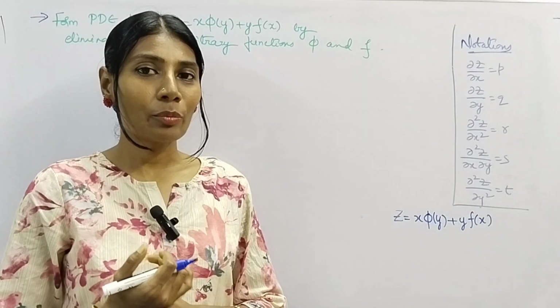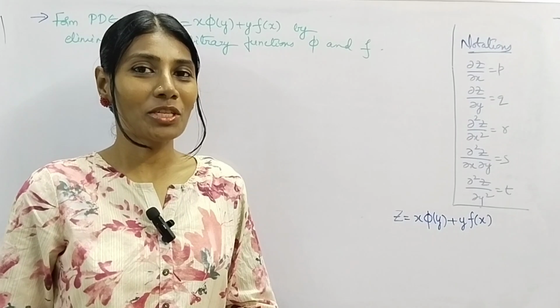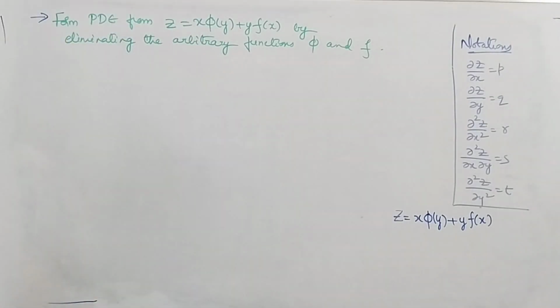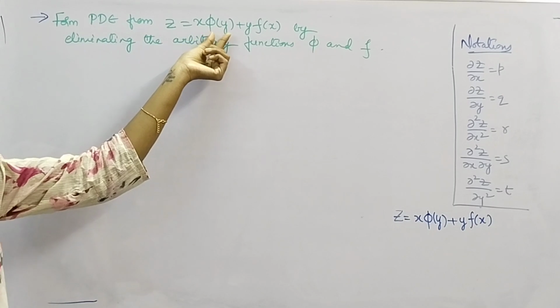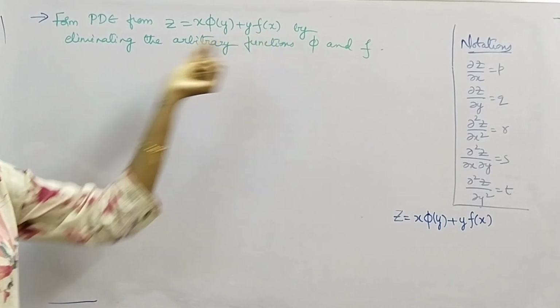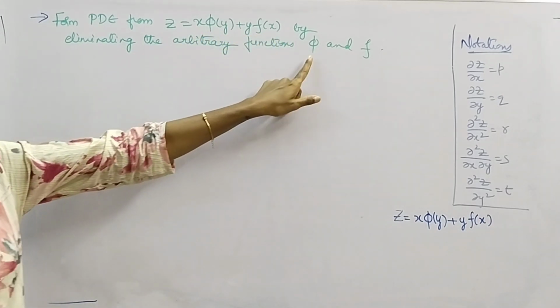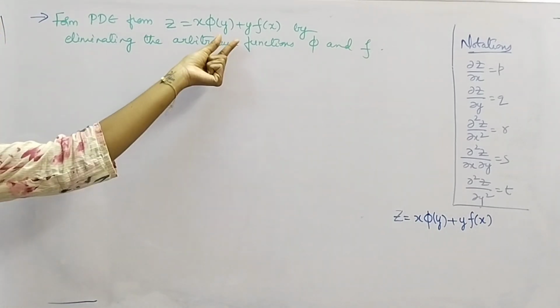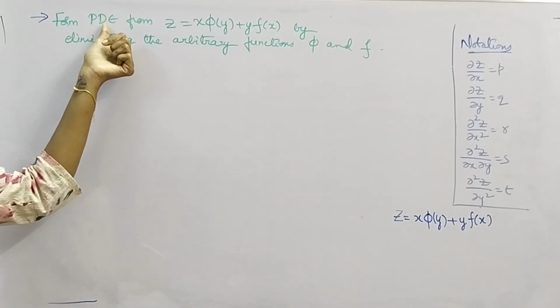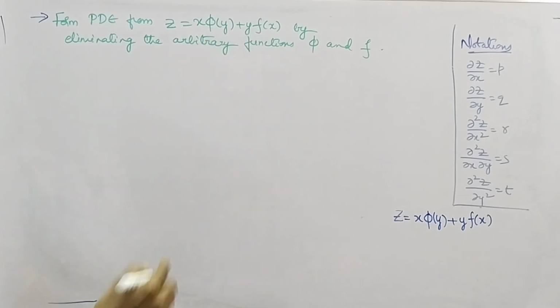In this video, we're going to see a problem from partial differential equations. So let's get going. Problem: form a partial differential equation from z equal to x into phi of y plus y into f of x by eliminating the arbitrary functions phi and f. So we are given a relation and we are asked to form a partial differential equation by eliminating this phi and f. Let's see.